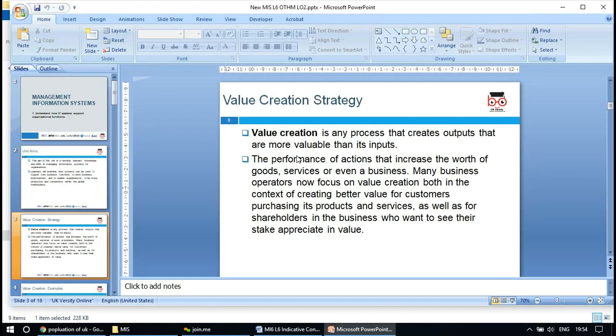So the aim is the same. Now, value creation strategy. Value creation is any process that creates outputs that are more valuable than its inputs. For example, if you had loads of different numbers and you were to do something with those numbers, it would come out at a higher value than the input.